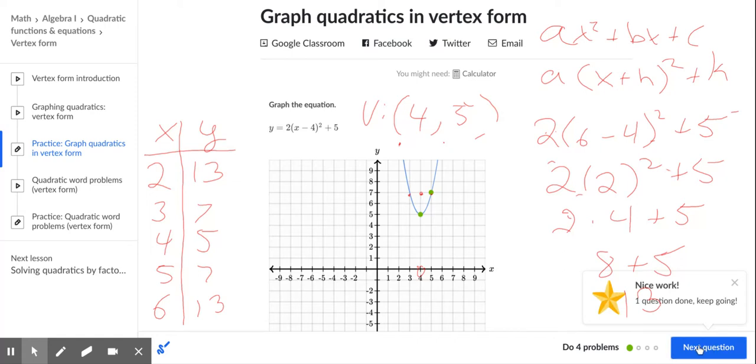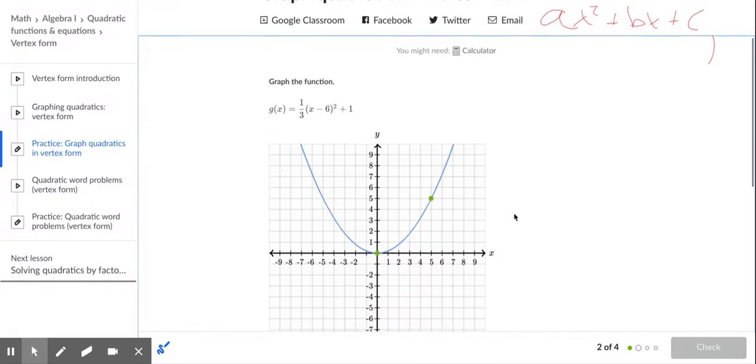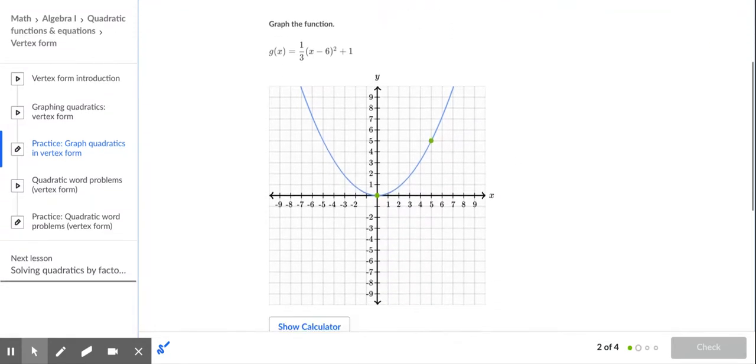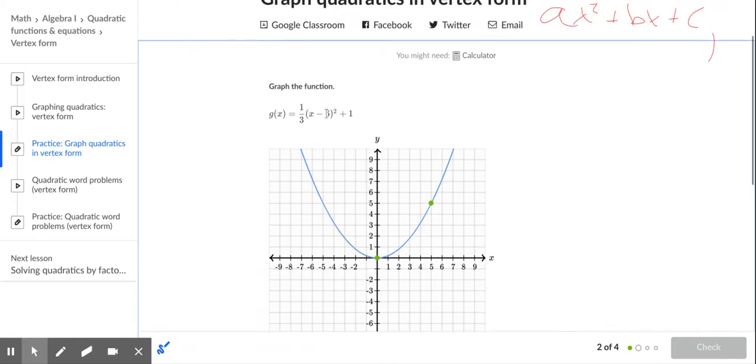It's pretty much exactly the same for each one. The location of the vertex will be different, so the numbers that you're choosing will be different, but the system of how you're going to do it is exactly the same. Like for this one, the vertex would be at positive 6, positive 1. So I would be over here at positive 6, 1. For my x values, I would choose 4, 5, 6, 7, and 8 because I always want that vertex to be in the middle.